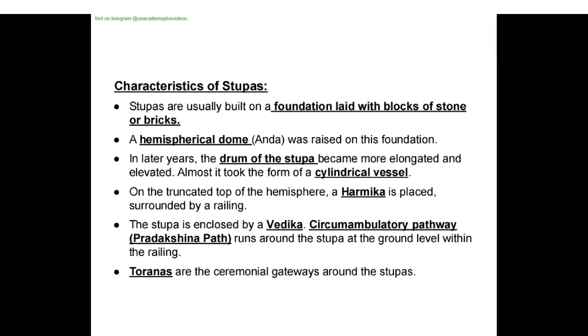The stupa is enclosed by a vedika, a circumambulatory pathway. The pradakshina path runs around the stupa at the ground level within the railing. Toranas are the ceremonial gateways around the stupas.